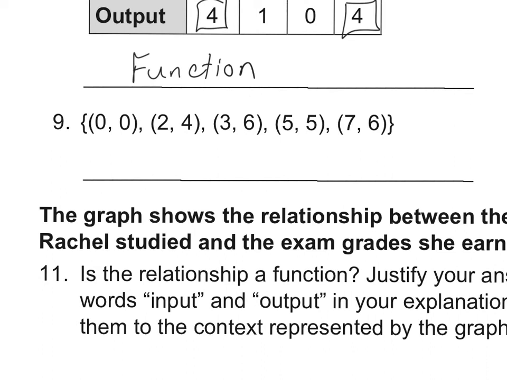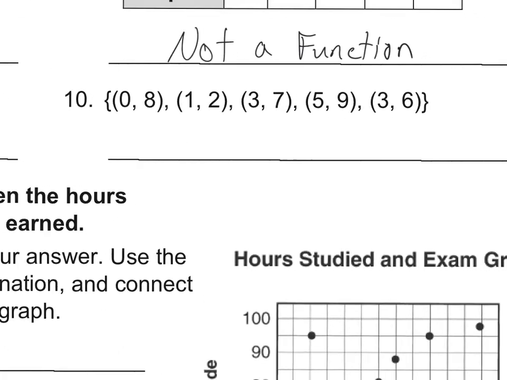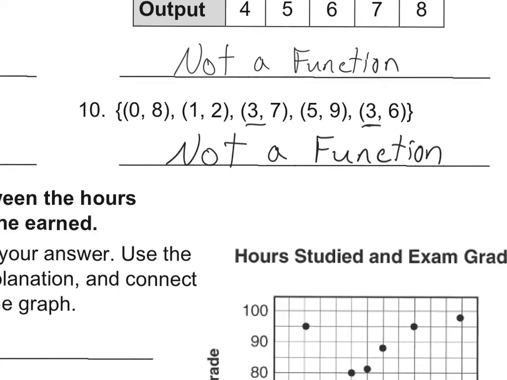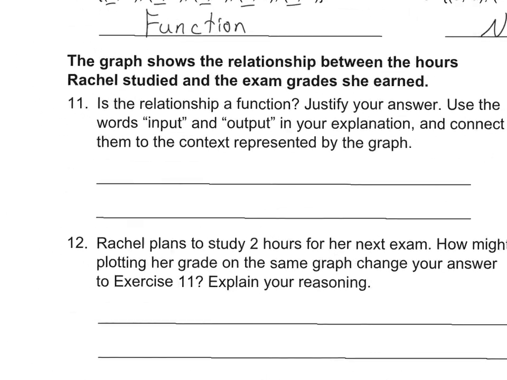Same thing with ordered pairs. If I find any x values that repeat, and remind yourself that the x value is the first of the two in the ordered pair. So I have a 0, a 2, a 3, a 5, and a 7. So that's a function. No repeats. Looking at the second group, I have a 3 here and another 3 here. So that is not a function. So again, you're just looking for repeats. The x value repeated itself, can't be a function.